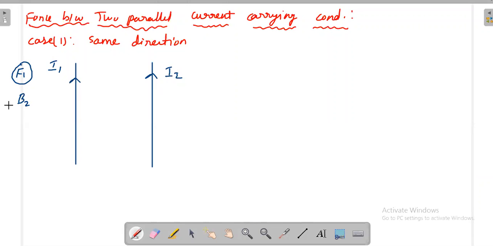Magnetic field due to the conductor 2. It's very clear that as the current is flowing in the upward direction, the magnetic field will be in a rotational manner. Generally it will be going in this way. Once you apply the right hand rule, the magnetic field direction would be something like this. Here also it will be going in this way.